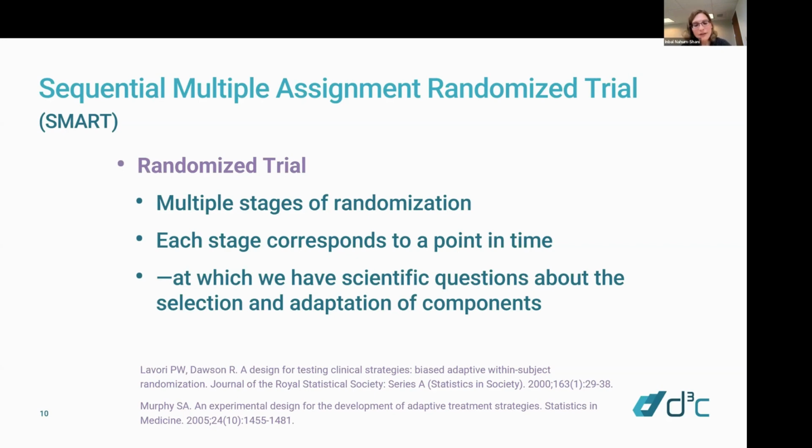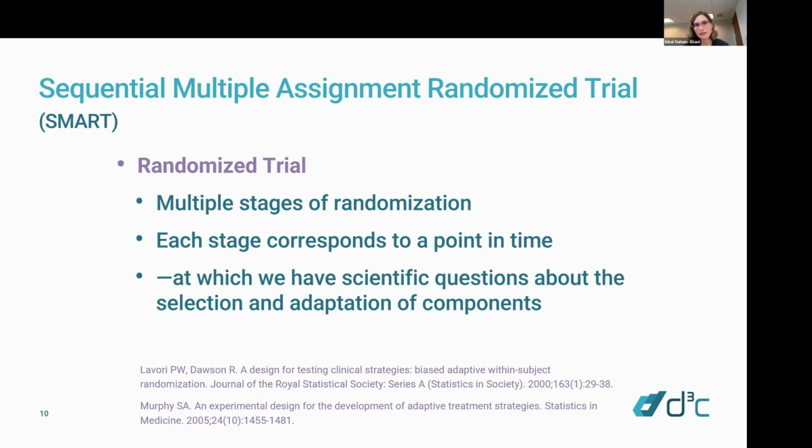In the SMART, every stage of randomization that you have corresponds to a decision point in the adaptive intervention that you want to develop. A decision point is a point in time in which practitioners would need to make decisions about whether and how to intervene. But it's also a point in time for you, the investigator, where you have scientific questions about the selection and adaptation of intervention components because you want to guide the practitioners, but you don't know how.